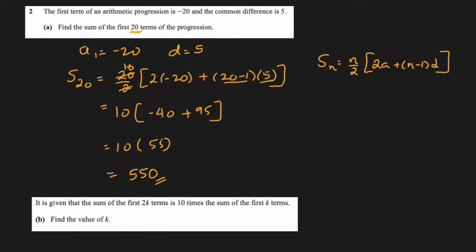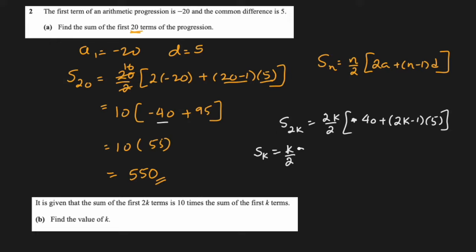So let's use the same formula again. So S2k will be equal to 2k divided by 2, 2a. That means 2 times minus 20 is minus 40. So we can write minus 40 plus 2k minus 1 times d, which is 5. And Sk, the sum of first k terms, will be equal to k divided by 2, minus 40 plus k minus 1 times 5. Okay, so find the value of k, and S2k is 10 times Sk.